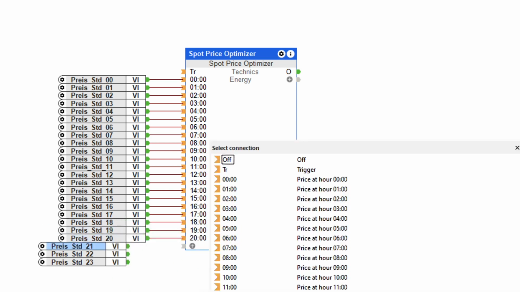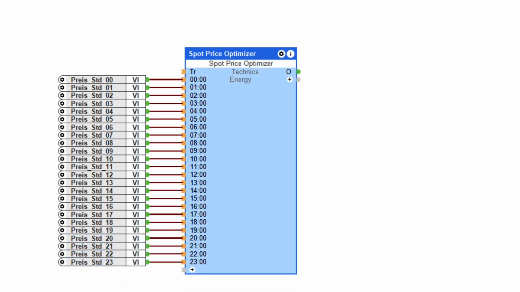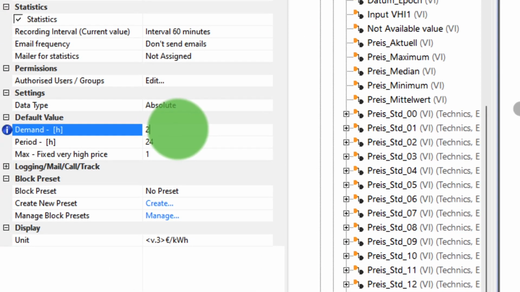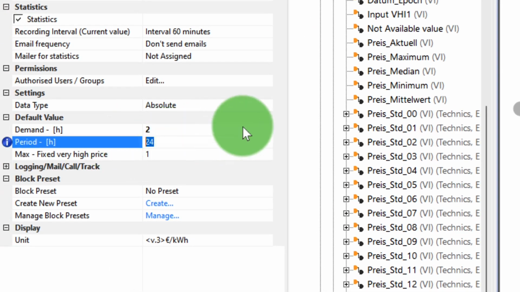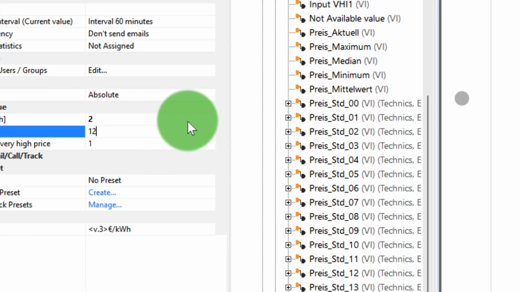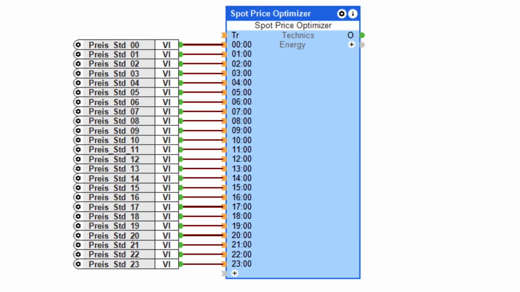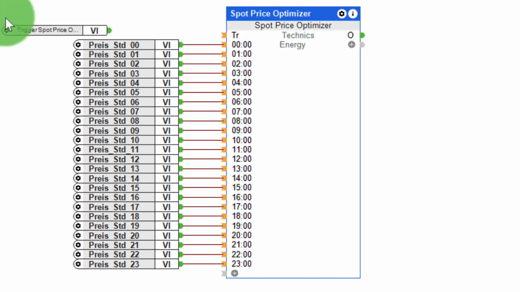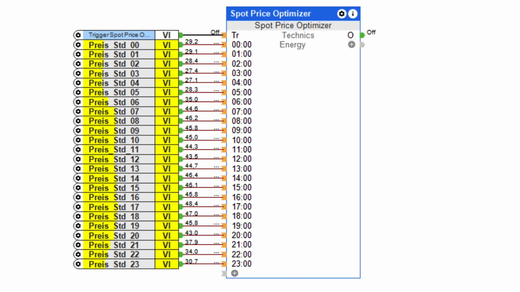The new function block offers two options. On the one hand, consumers can be activated automatically exactly in those hours when the electricity price is lowest. To do this, first define the two parameters, period and demand, within the function block. Period is the period in which the cheapest electricity prices are to be determined, and demand corresponds to the activation period in hours. If the trigger input of the function block is now activated, it activates the output in this example for the 2 cheapest hours within the next 12 hours.